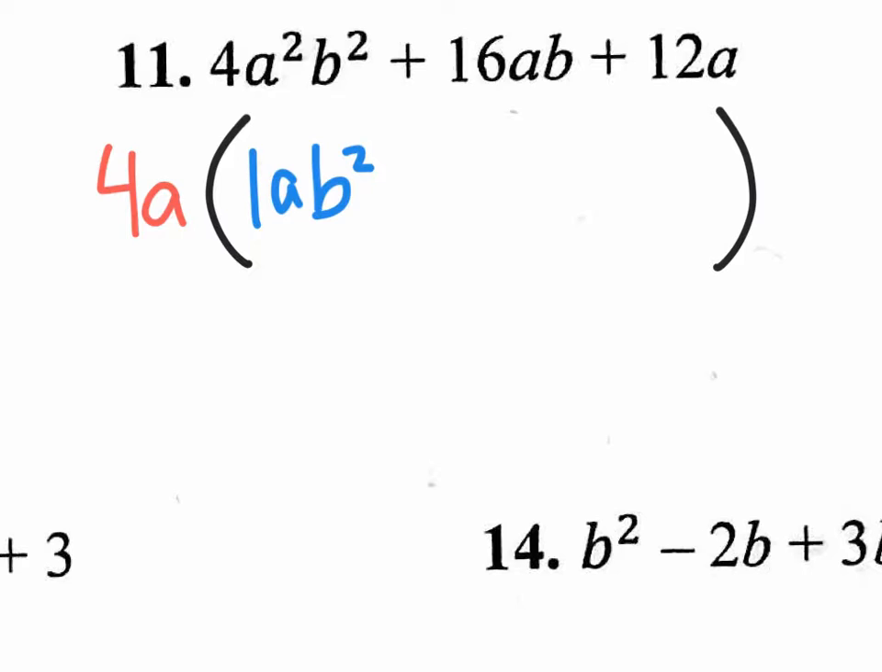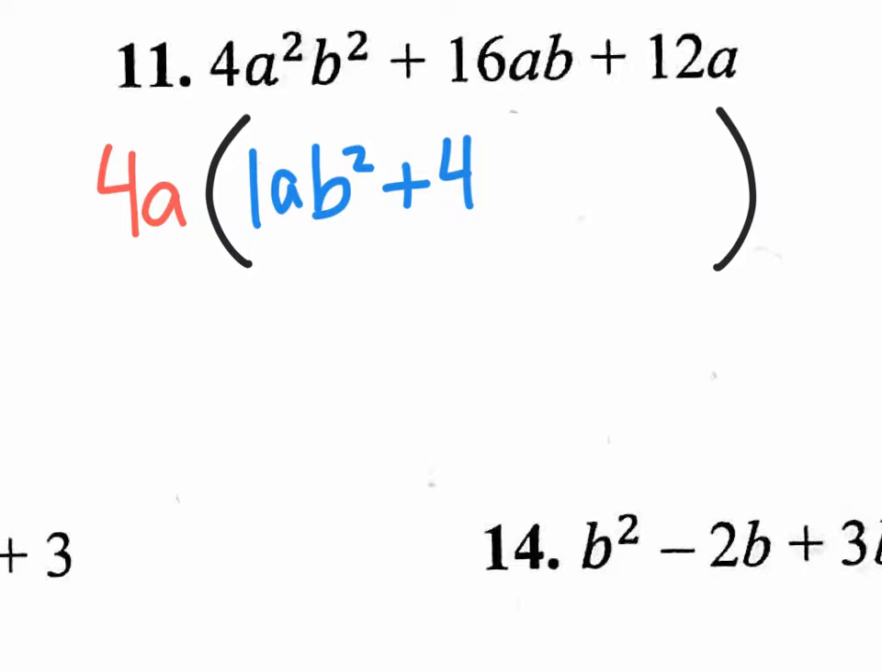AB squared. You don't even need the 1. And then the next one, it's going to be 4 times what gets us 16? 4 times 4, and it's positive 4, it gives us 16. How about A times what will give me A? I could put a 1 if I want, but that would be pointless. So I'm just going to leave it like that.